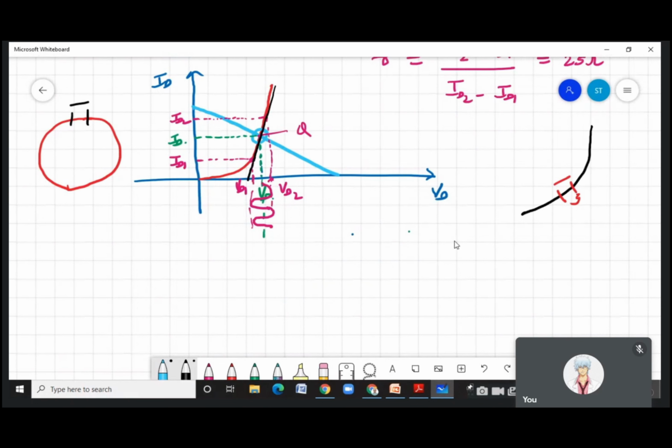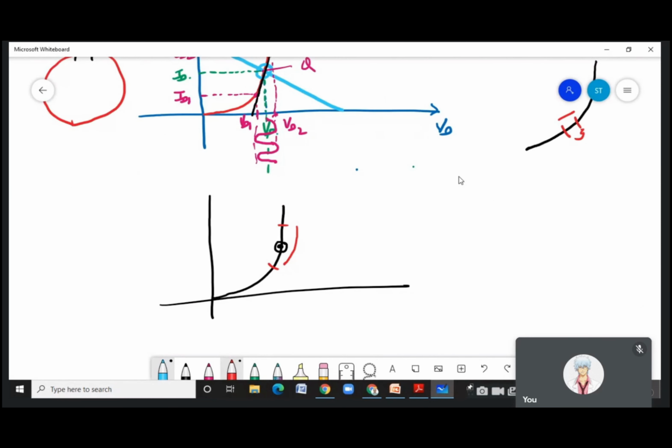Because if my characteristic is like this, I have taken an operating point somewhere here, but my VD is varying from here to here. You can see that this is not a straight line, it is having a curve. Then you're not using the device properly. So you have to be careful that this variation must not be large. It must be a small variation.